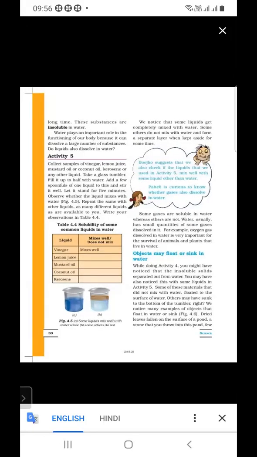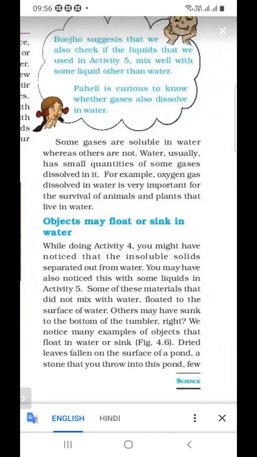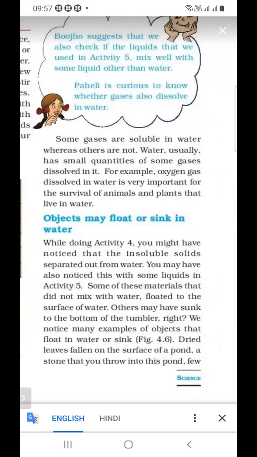And the next property is that an object may float or sink in water. So these are properties of materials. The first property is appearance. Next is hardness. And next is that an object may float or sink in water.